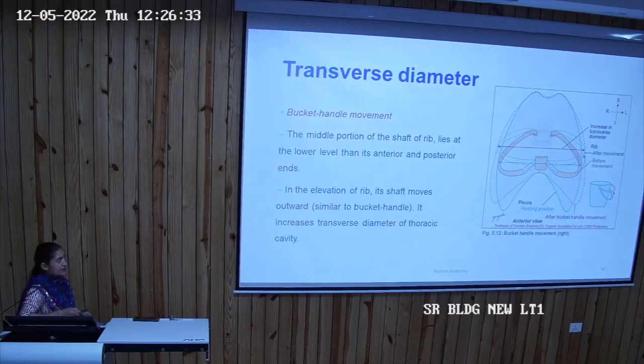If the axis is passing antero-posteriorly, movement will be taken up laterally. As you pick up the handle of a bucket, in a similar way the middle portions of these ribs will be elevated. If the middle portions of these ribs are elevated, there will be an increase in the transverse diameter. The middle portion of the shaft of the rib lies at a lower level than its anterior end and posterior end. So whenever they are elevated, they come into the same position. If they come into the same position, they increase the transverse diameter.